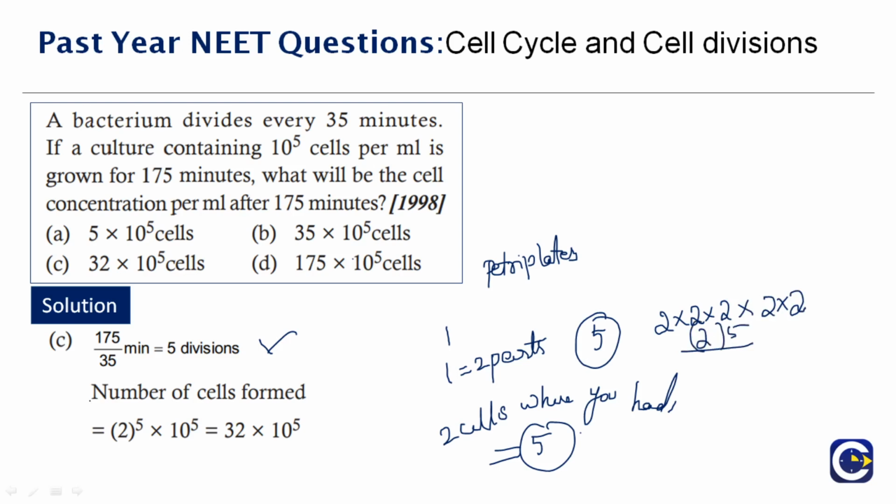Now you understand how you got the 2 here? 10 to the power of 5, it is understood, right? Therefore, 2 to the power of 5 into 10 to the power of 5 will give you 32 into 10 to the power of 5. Therefore, the correct answer is option C, 32 into 10 to the power of 5 cells. So after 175 minutes, the concentration per ml will be 32 into 10 to the power of 5 cells.